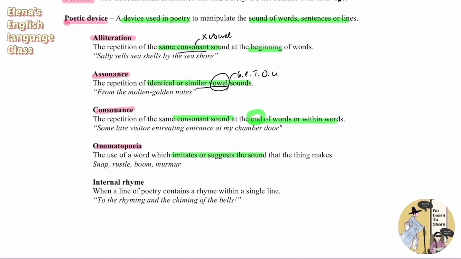And next is internal rhyme. Internal rhyme is when a line of poetry contains a rhyme within a single line. So there's a rhyme on the inside of a single line. So for example, you see, to the rhyming and the chiming of the bells. The rhyming and the chiming, right? You can see how there is a rhyme within a single line. And this is what you call internal rhyme.